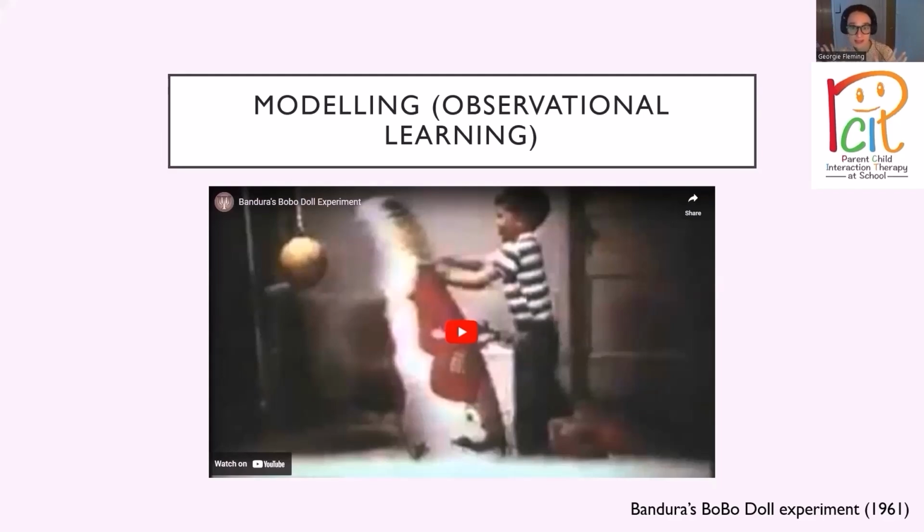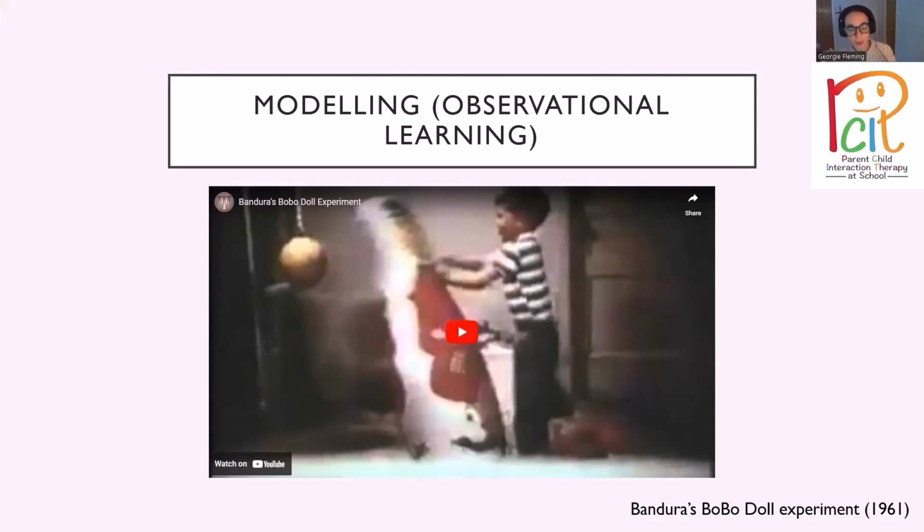Bandura filmed these kids playing with the Bobo doll. They played with it in the ways you would expect them to play with this type of toy. And then he sat the kids down and got them to watch a video of an adult playing with the Bobo doll in a particular way, namely an aggressive way. So hitting the Bobo doll, punching it, kicking it, knocking it over. And then he let the kids play with the Bobo doll again.